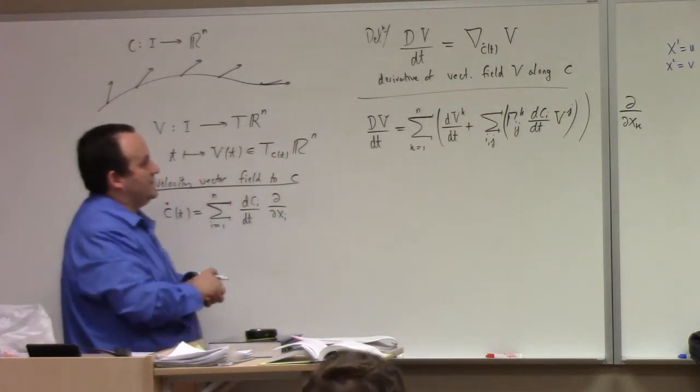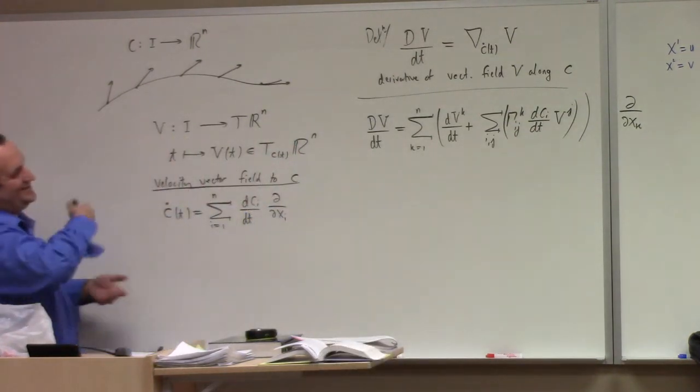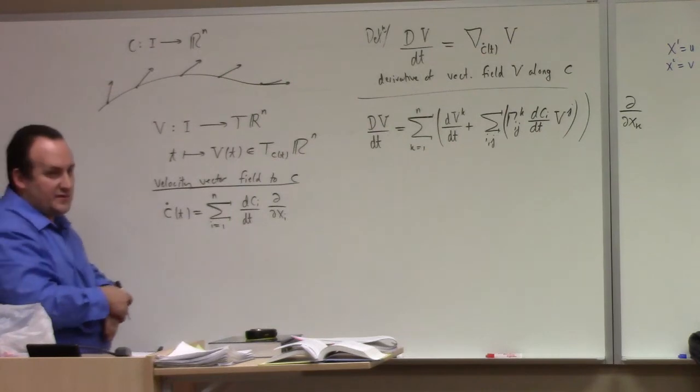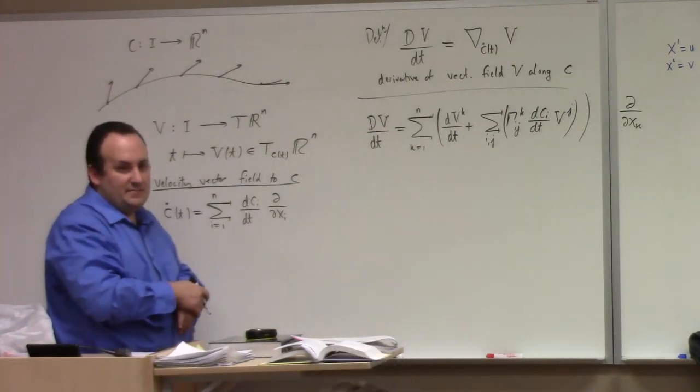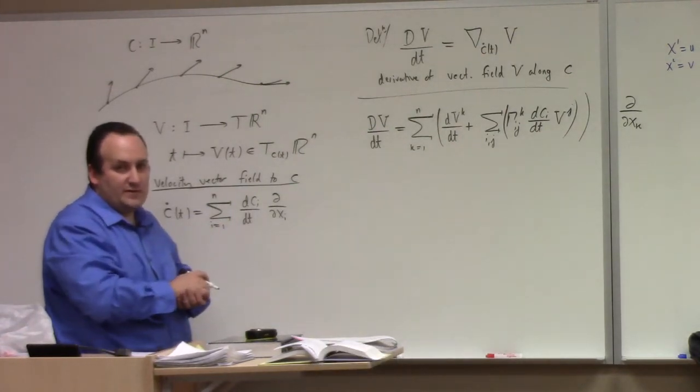So you see that this dv dt gets married to the connection coefficients. It involves somehow the curvature of a surface, right?